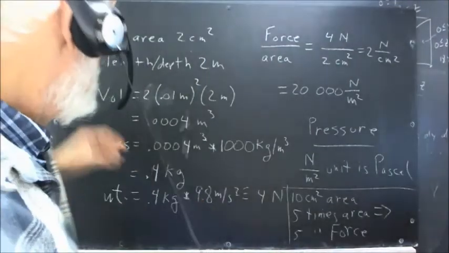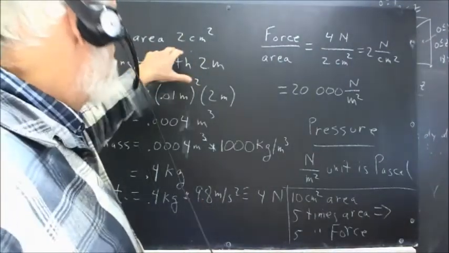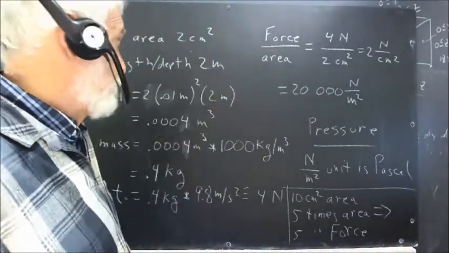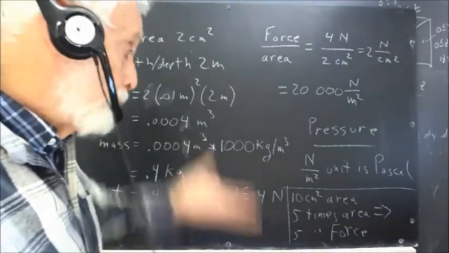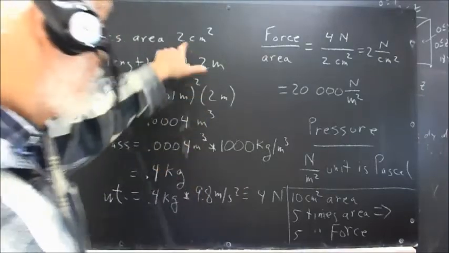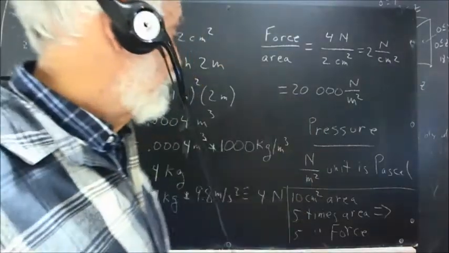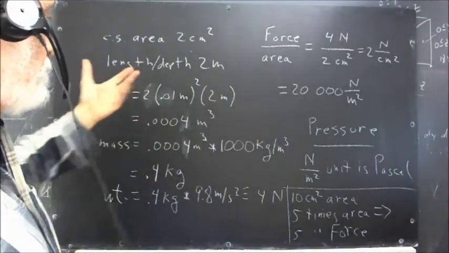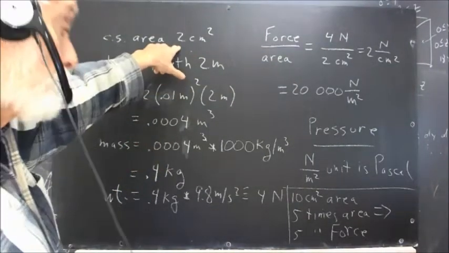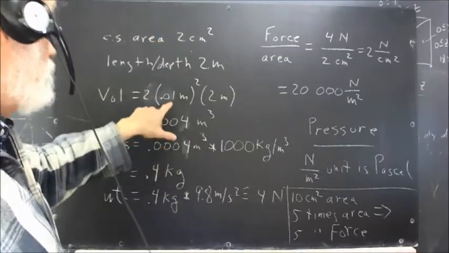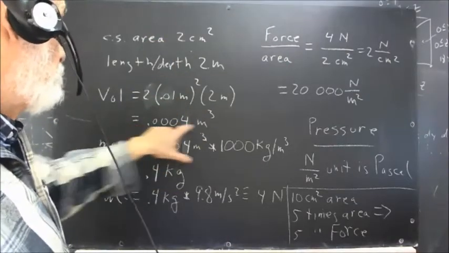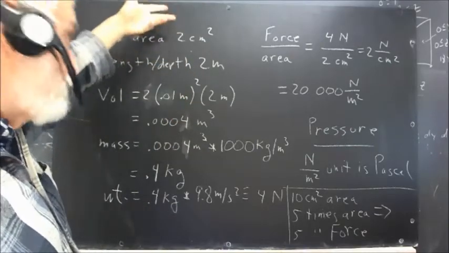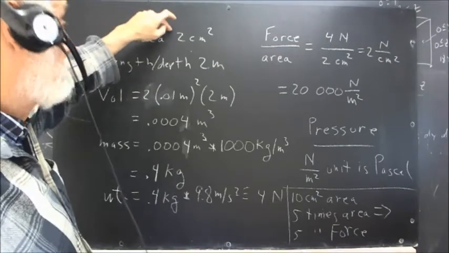Next question. If the cross-sectional area instead of 2 square centimeters is 10 square centimeters, then how much force per unit area is required to support the column? And you should work that out. You can work it all out in exactly the same manner. The area is going to be 10 square centimeters here, which is going to give you 5 times the volume, because 10 is 5 times 2 square centimeters.